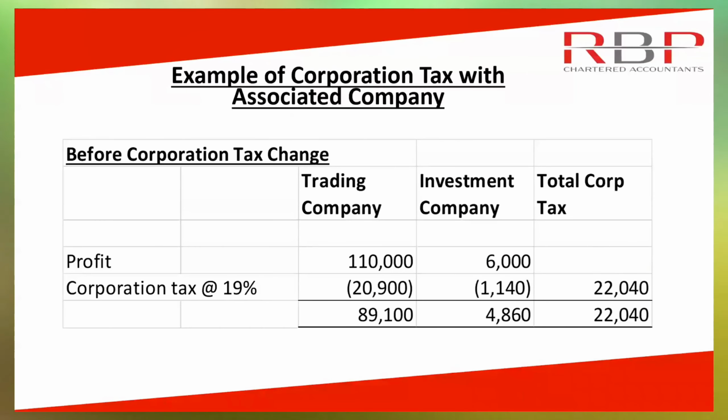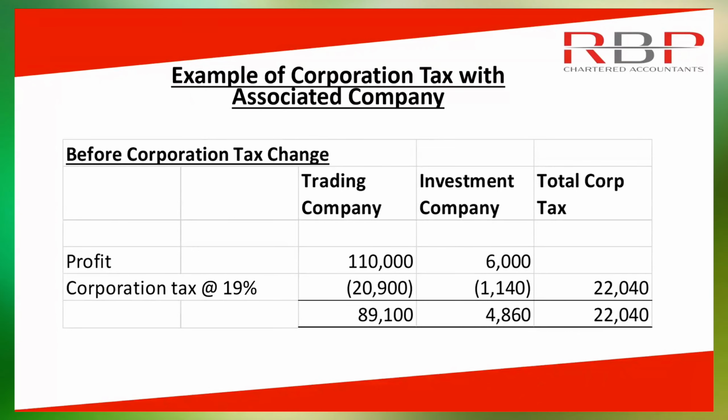So let me go through what this person's position was before the corporation tax rate change. I've got a doctor, he's got a trading company, and he's also got an investment company. I think you did a podcast on investment companies, didn't you? So he's got 2 companies. Before all the corporation tax rules changed, this was his position. Trading company makes 110,000 profits. Investment company makes 6,000 profits. Nice and easy. Corporation tax was at 19%, so total corporation tax for the 2 companies was 22,000.